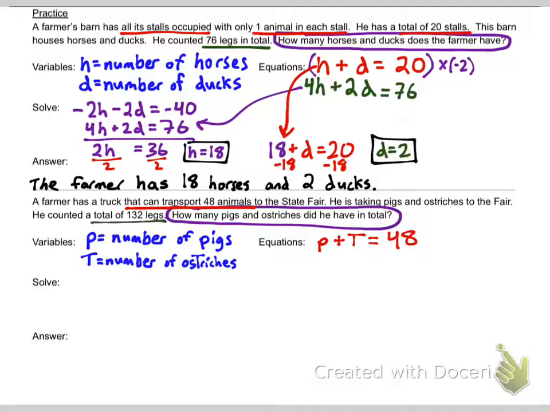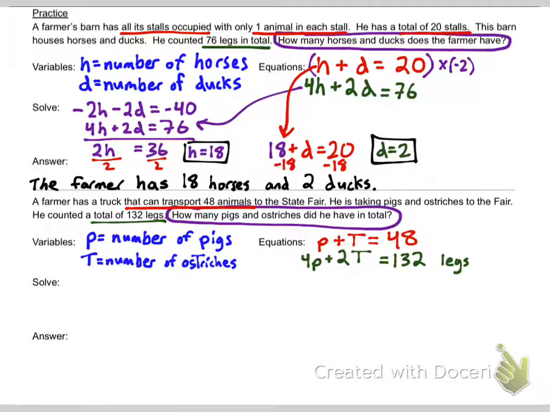And he counted 132 legs, so you could write down the equals 132, even write down the word legs if that reminds you. And we need to write down the coefficients, which are going to be how many legs pigs and ostriches have. Pigs have 4 legs each, so 4 times the number of pigs, plus ostriches have 2 legs each, so 2 times the number of ostriches gives us 132.